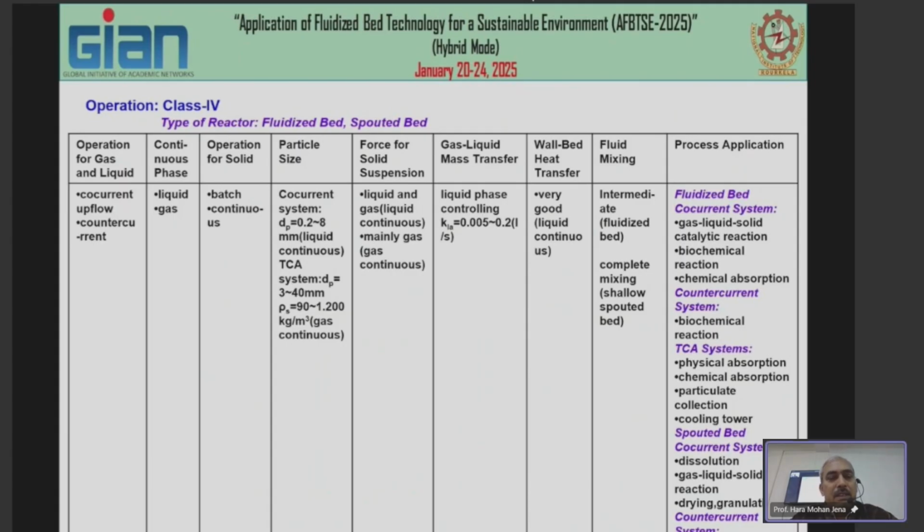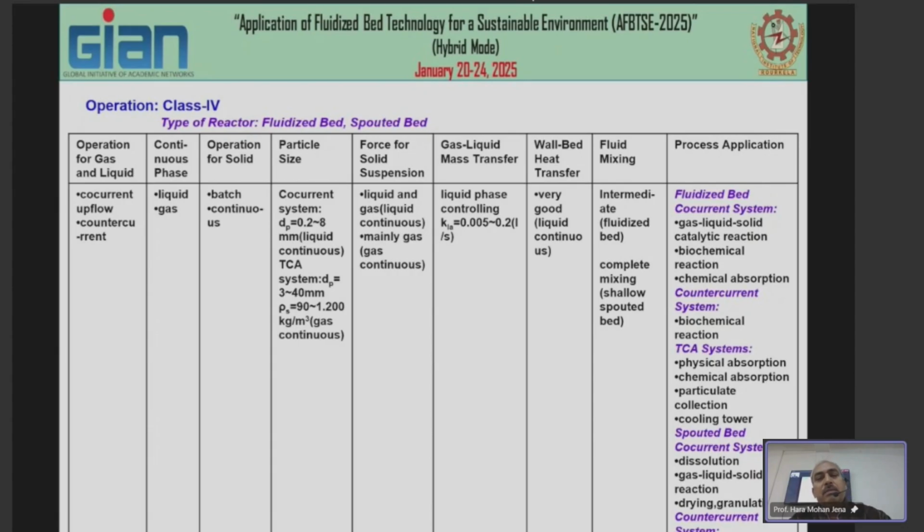Here low density solid particles are used, 90 to 1200 kg per cubic meter. For gas continuous, the turbulent contact absorber is used. Force for solid suspension is liquid and gas for liquid continuous, mainly gas for gas continuous. So the force of solid suspension is either the liquid or the gas, depending upon the flow rate of liquid or the gas.